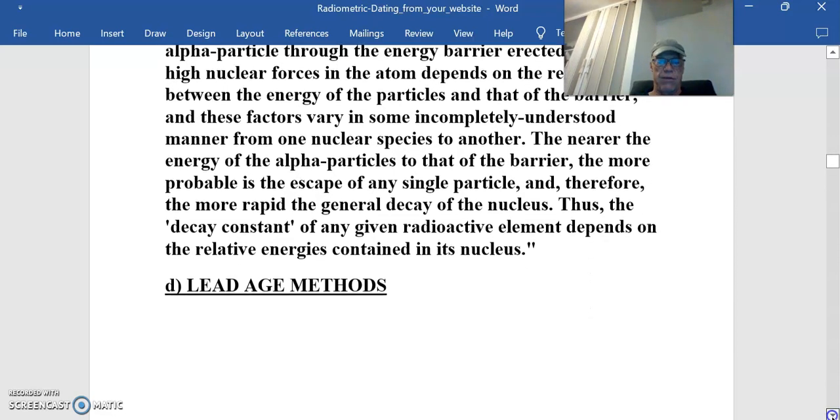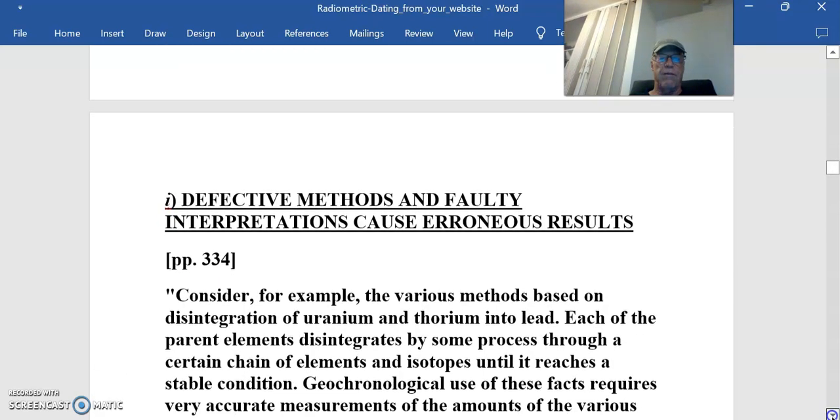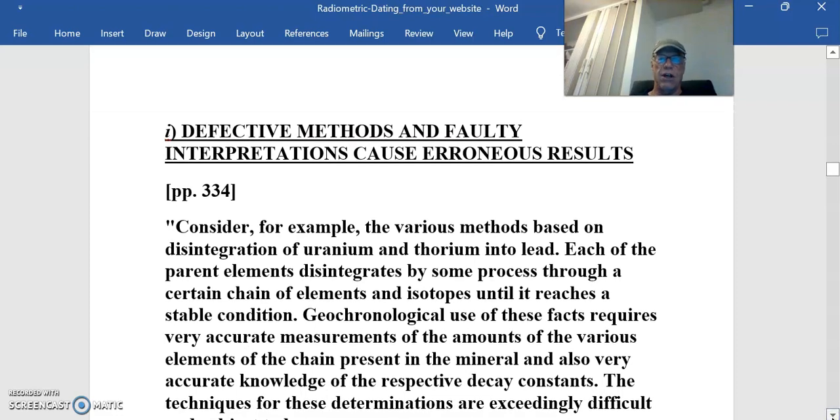Lead-age methods. Defective methods and faulty interpretations cause erroneous results. Consider, for example, the various methods based on disintegration of uranium and thorium into lead.